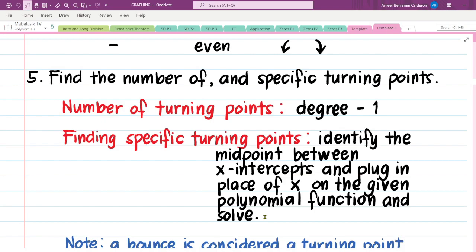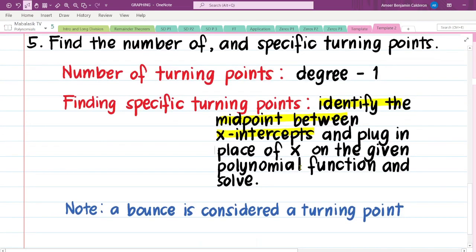But how do we find specific turning points? Identify the midpoint between x-intercepts. This is important. The midpoint between x-intercepts will be the x value of the turning point. And then plug it in place of x on the given polynomial function and solve. That will be the y value of the turning point. So we will now have an ordered pair with an x value and a y value, and we can now identify the turning points. Note, a bounce is considered a turning point.